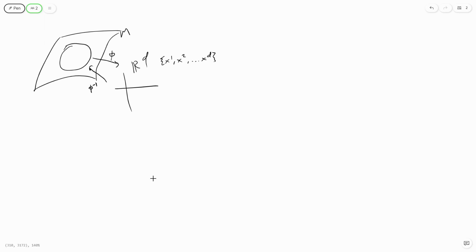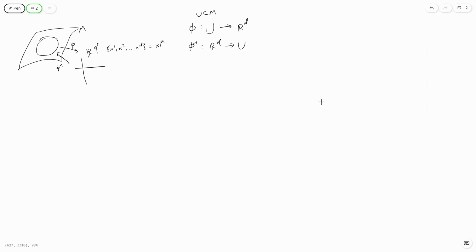In essence, our phi is a map from M to R^D, or to be more precise, a map from a local subset U, where U is a subset of M, to R^D, and our phi inverse is a map from R^D back to U. Then besides that, once again we had our function f, which goes from M to R, and we also had our curve gamma, which goes from the interval to M.